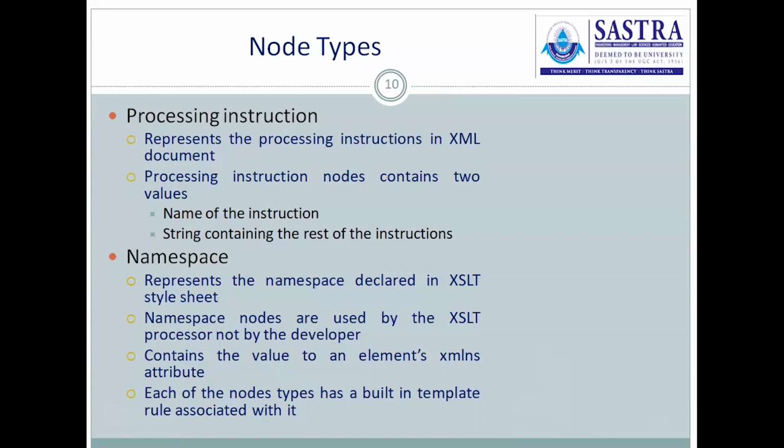Whenever we use such prefixes, the place where the syntax of that prefix is available should be referred to by the XSLT processor while executing our XML document. So all namespaces declared in the XSLT style sheet are represented in namespace nodes and attached to the node tree. Namespace nodes are used by the XSLT processor, not by the developer, because namespace information is required by the XSLT processor for compiling your XML document.